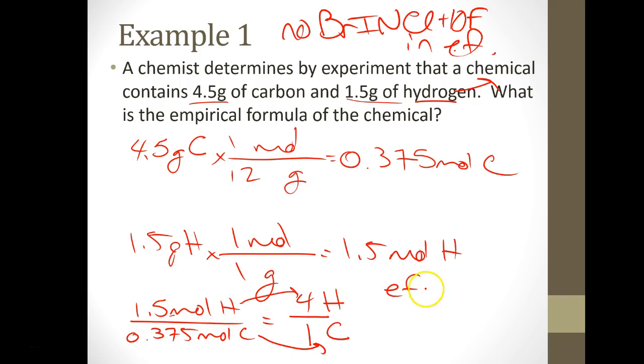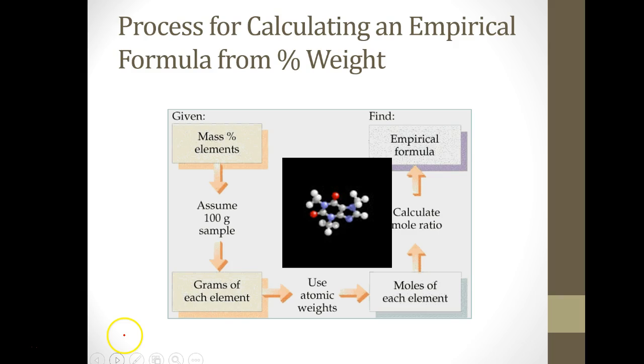The empirical formula, the way you write it, is you turn those into subscripts. C1H4 or H4C1, and you can drop the 1s. It doesn't matter the order you write them in, as long as the 4 is by the H and the 1, which is understood, is by the carbon. Okay.